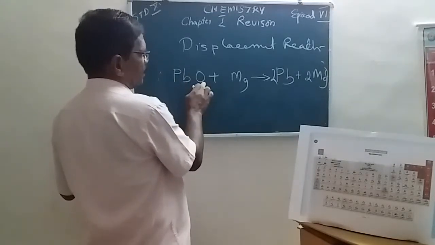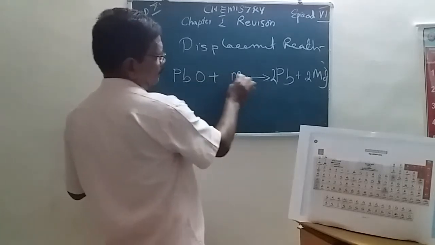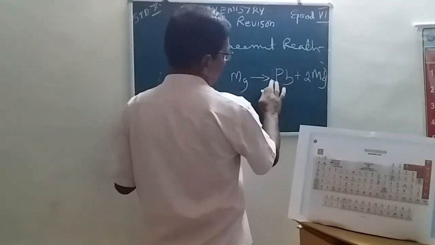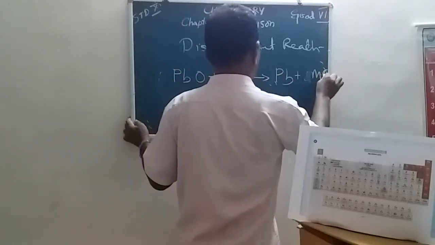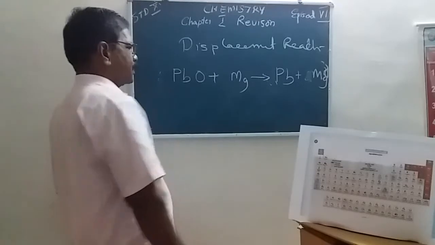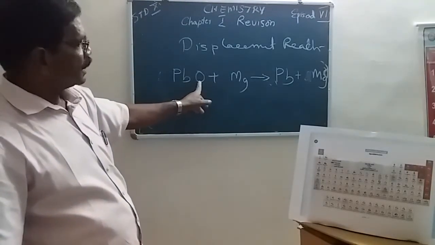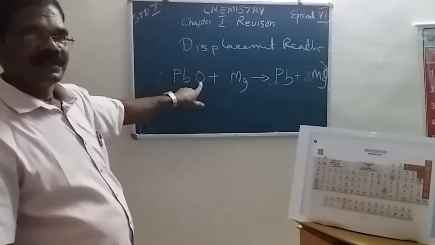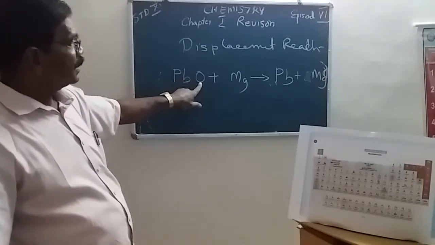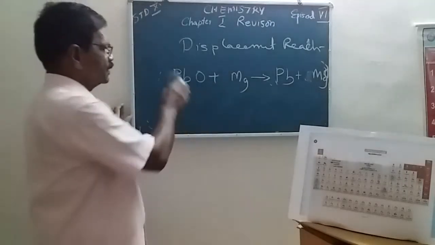Lead monoxide on heating with magnesium, we can see lead plus magnesium oxide. Here also it is a displacement reaction. Oxygen is displaced from lead oxide. This is a displacement reaction. At the same time, it is a redox reaction also. We can see it after this.